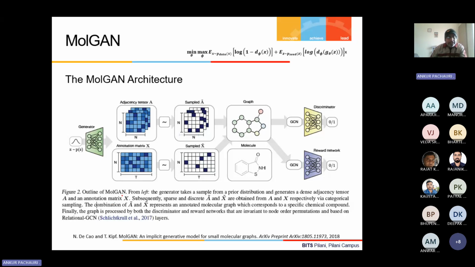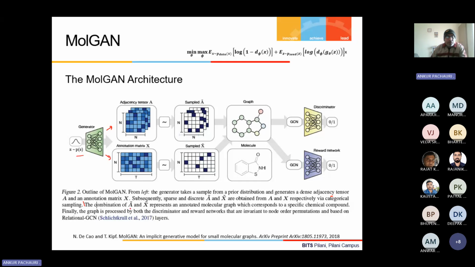So this figure outlines MolGAN. From left, the generator takes a sample from the prior distribution and generates a dense adjacency tensor A and an annotation matrix X. Subsequently, the sparse and discrete A tilde and X tilde are obtained from A and X respectively by categorical sampling. So not the complete, some sampled set is being computed.